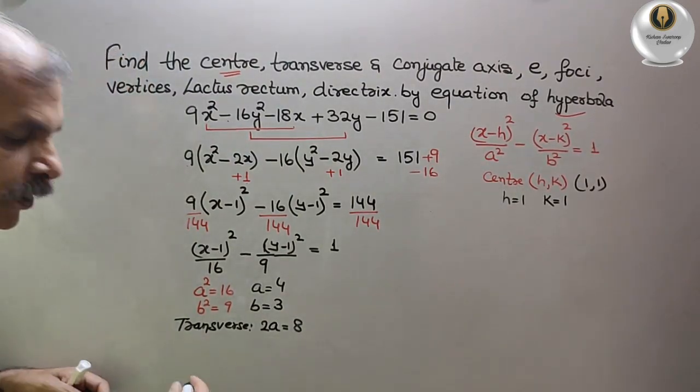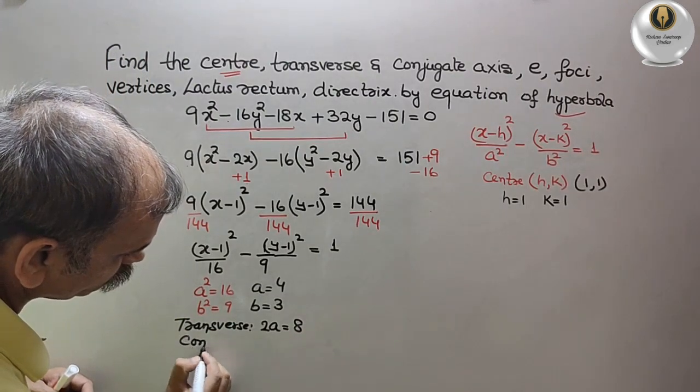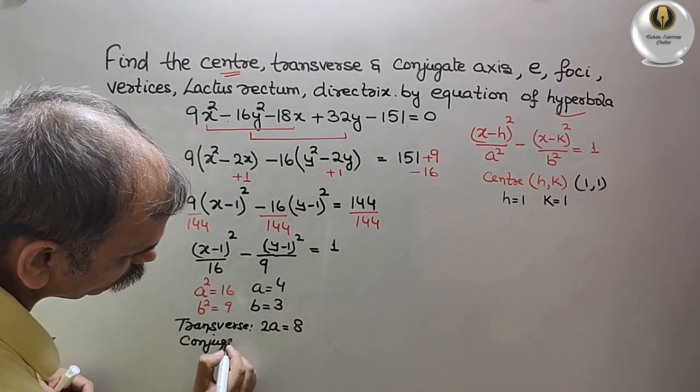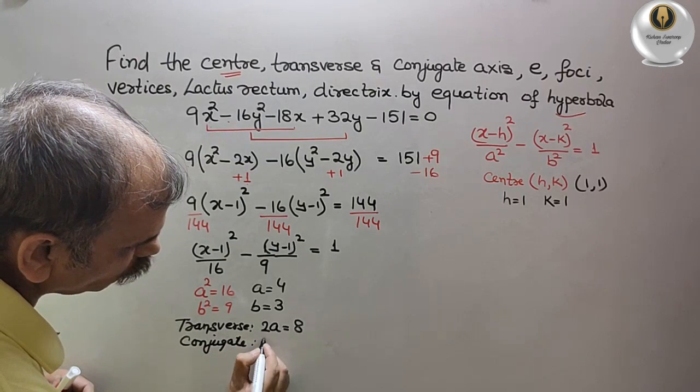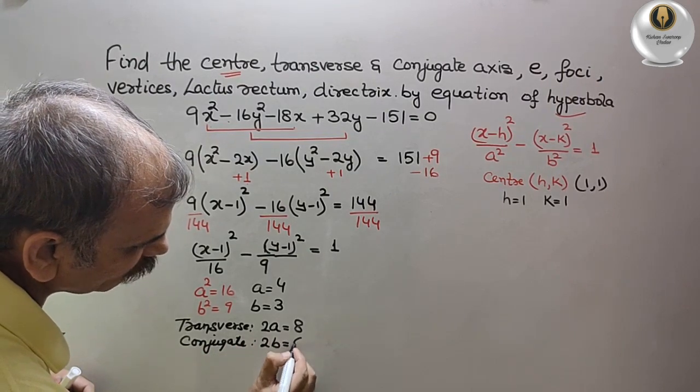Next comes your conjugate. Conjugate is 2b. That is equal to 6.